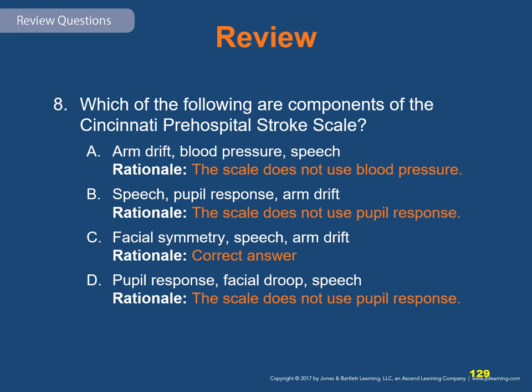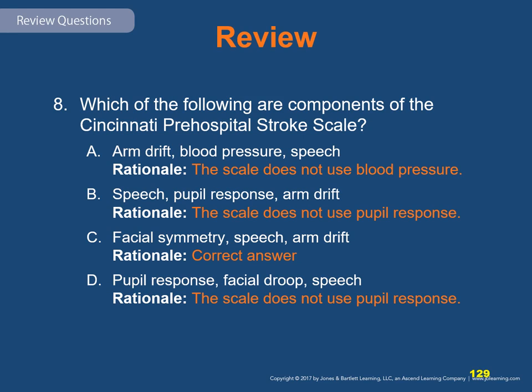Which of the following are components of Cincinnati Pre-Hospital Stroke Scale? A, arm drift, blood pressure, and speech. That's not correct because Cincinnati scale does not use blood pressure. B, speech, pupil response, and arm drift. That's not correct because the Cincinnati scale does not use pupil response. C are the components that it actually measures, and this is the correct answer. And those components are facial symmetry, speech, and arm drift.